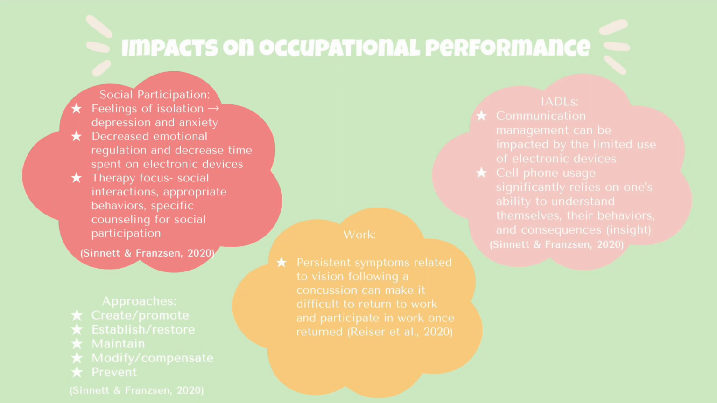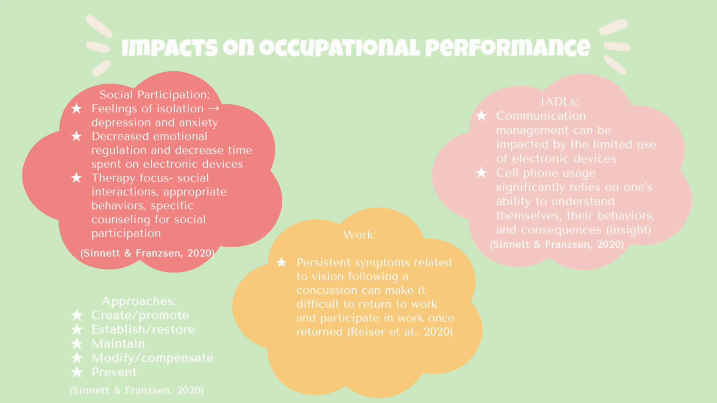Feelings of isolation are really common and can lead to depression and anxiety. Decreased emotional regulation may also occur from frontal lobe damage. Decreased balance and a decreased amount of time spent on cell phones and electronic devices may also occur. And this is all really important with social participation because the individual must be able to attend to what others are saying.